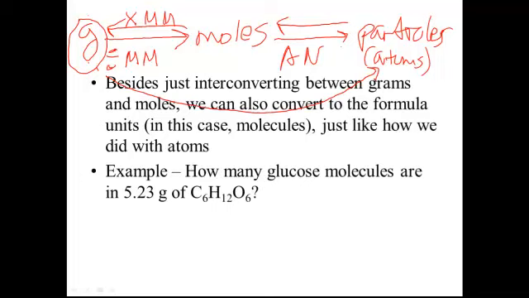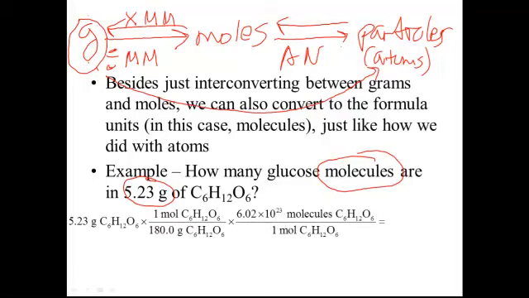Here in this case, they want to know how many molecules there are in 5.23 grams of glucose. So let's look at what I did here. We're going to start with our grams, so we have our 5.23 grams of glucose. Notice my first step right here is what we've already done. We've converted grams to moles. The way we do that is we cancel our grams. We have grams on the bottom and our 1 mole on the top. And now we've converted to moles.